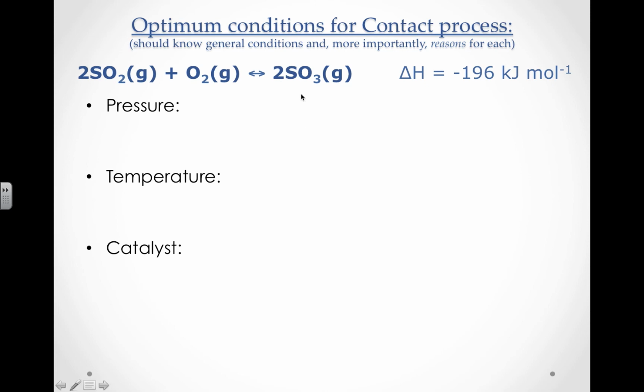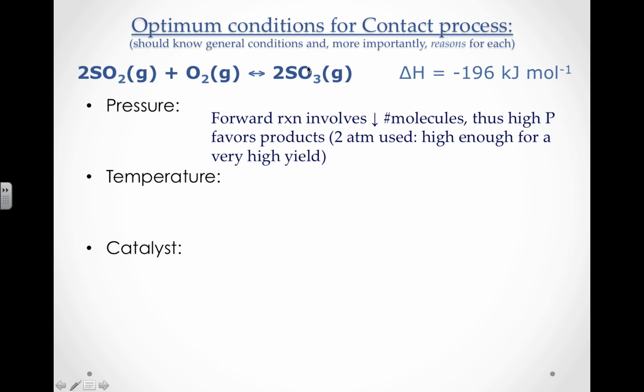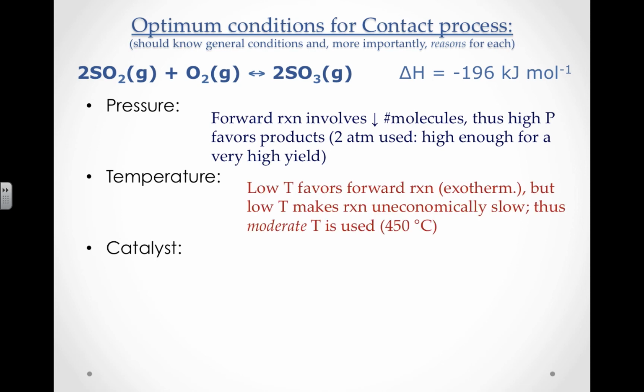So in terms of pressure, we've got 3 moles of gas versus 2 moles of gas, so we're going to use a high pressure. In terms of temperature, it's exothermic, so again, we would want a low temperature, but then we deal with the rate of the reaction as well, so we use a moderate temperature. And we also use a catalyst. It increases the rate of the reaction. It does not shift equilibrium, and we use V2O5 here.